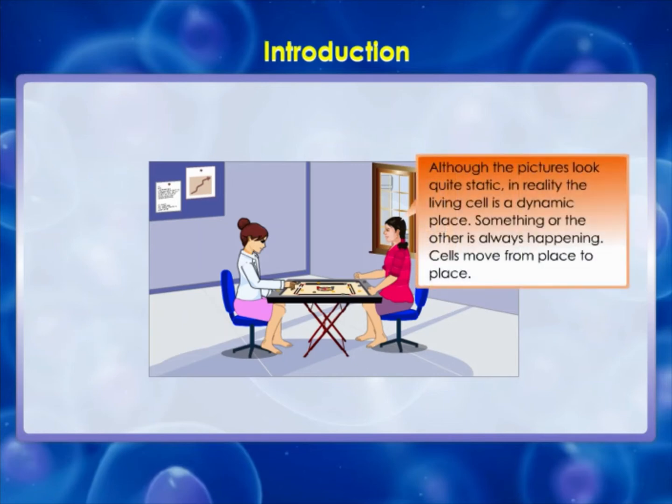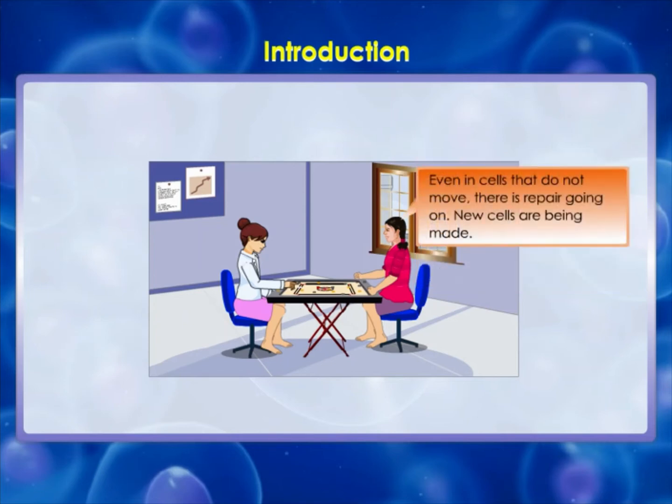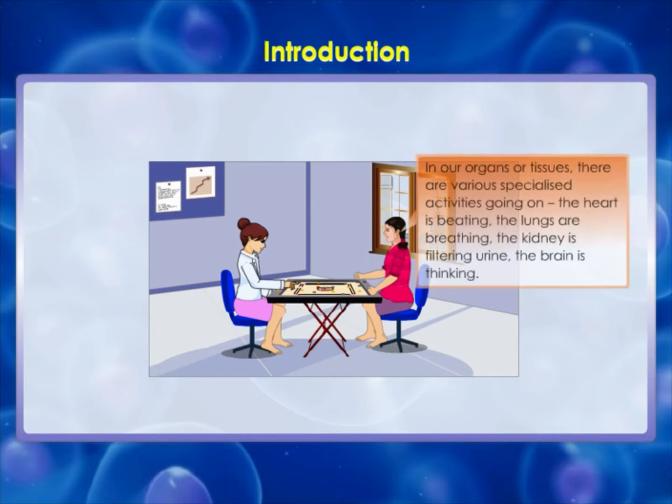Although the pictures look quite static, in reality, the living cell is a dynamic place. Something or the other is always happening. Cells move from place to place. Even in cells that do not move, there is repair going on. New cells are being made. In our organs or tissues, there are various specialized activities going on. The heart is beating, the lungs are breathing, the kidney is filtering urine, the brain is thinking.